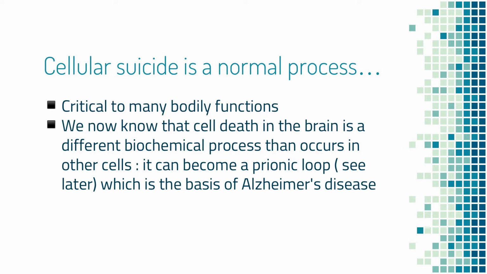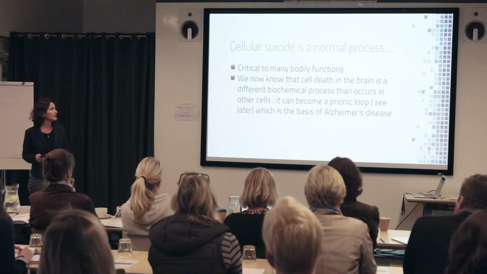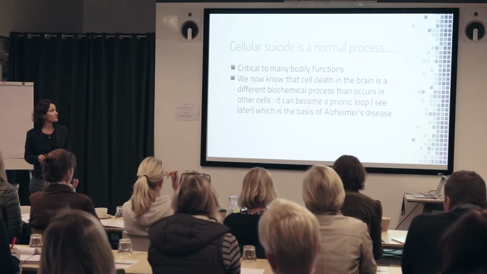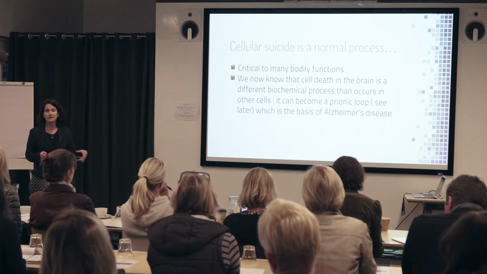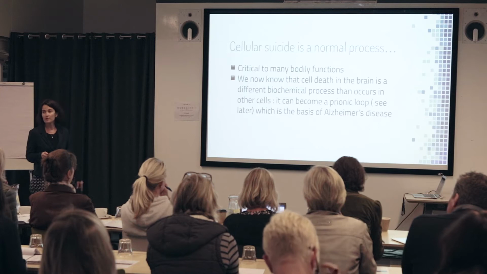It happens in every cell around the body. But in the brain, we know that cell death is a slightly different mechanism and then occurs in other cells. And the way it does this, it develops into a prionic loop, which I'll talk about a little bit later, which is one of the bases of how Alzheimer's disease develops and how it self-perpetuates. Once we develop that amyloid beta protein, it actually just feeds back into the loop and causes more and more to be produced.